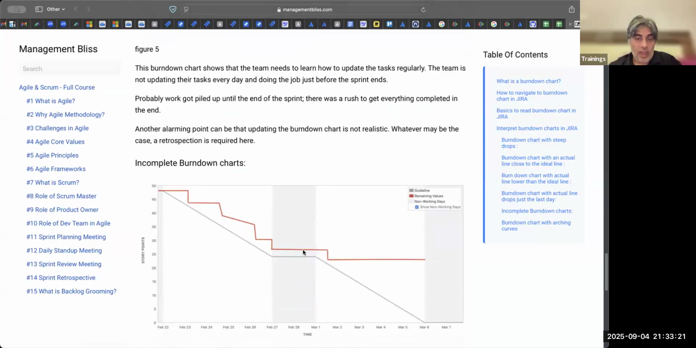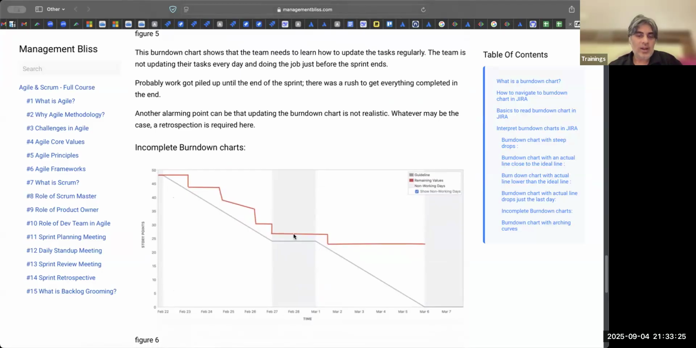Then you will see, oh, why are stories not getting closed? Then you will look into it. Maybe it was a Saturday, Sunday, fine. But if it is a working day, and for the last 3-4 days nothing has moved. See, this tells you how many points are remaining. On day 4, 28 points are remaining. On day 8 also 28 points are remaining, which means: why are stories not getting closed?